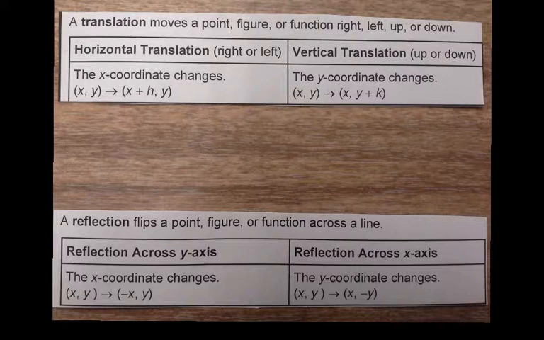So let's talk about translation first. Translation is when you move a point, a figure, or a function right, left, up, or down. So basically it's vertical or horizontal. Those are the 4 options. That's why we have horizontal translation and we have vertical translation.